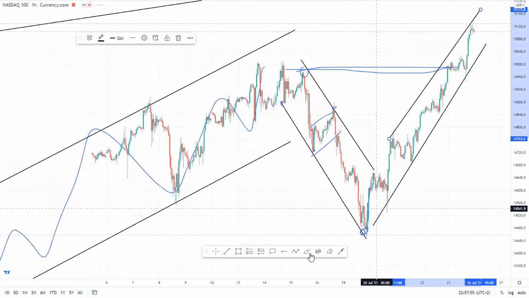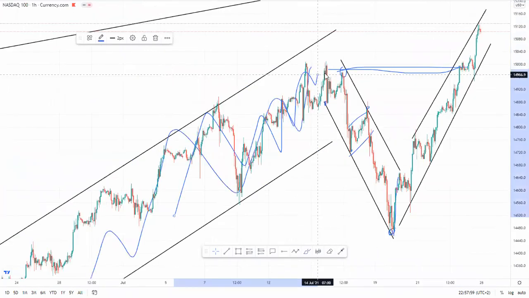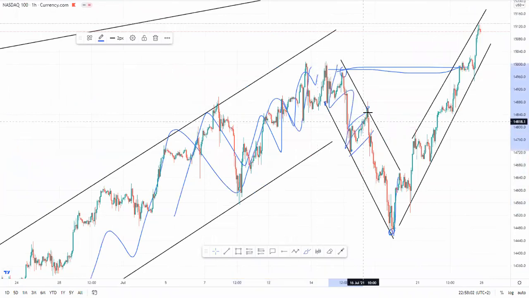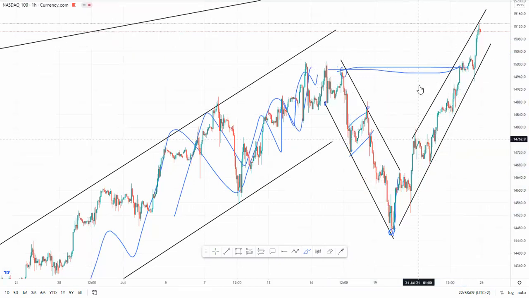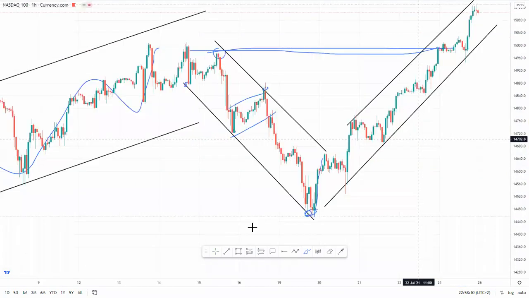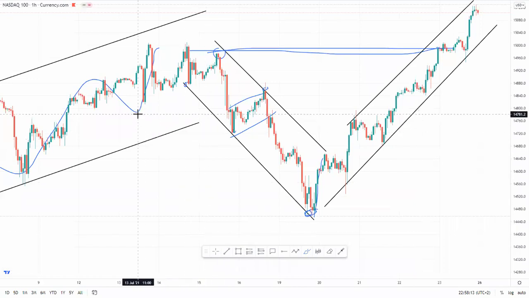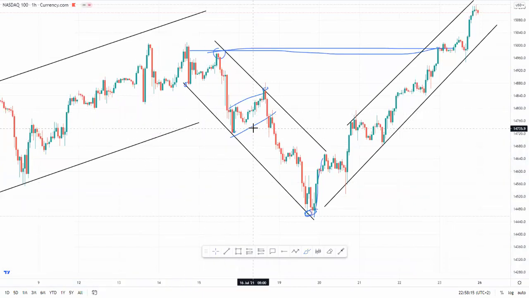Okay, so we're moving in this channel, counter trend line break, got a bearish channel, counter trend line break, bullish channel. What a week. Like I said, this has been a very nice trading week.